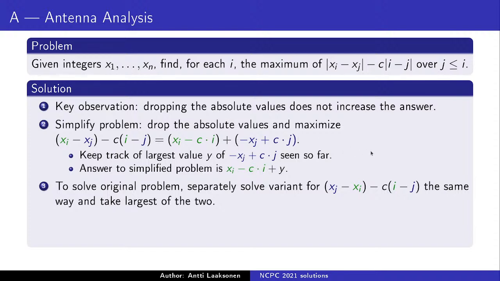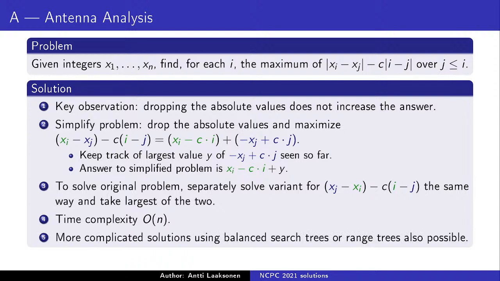All right, so this is the problem. With this key observation and this trick, the problem becomes very easy. But finding this trick in the first place is maybe not the easiest thing. And this leads to a time complexity of O(n). And if you don't find this trick, there are still other, more complicated solutions that you could do.